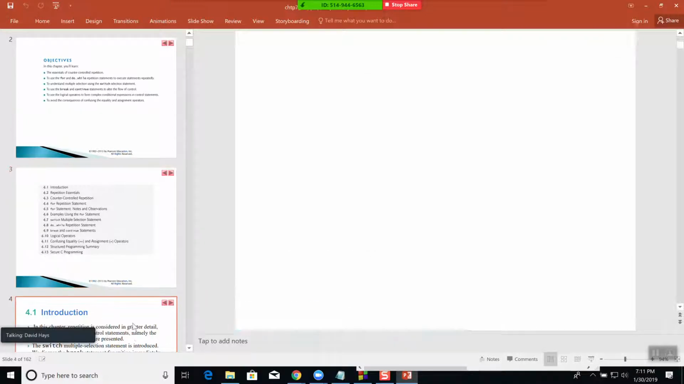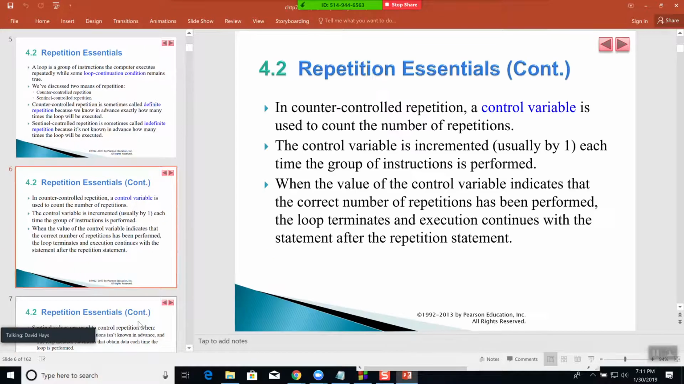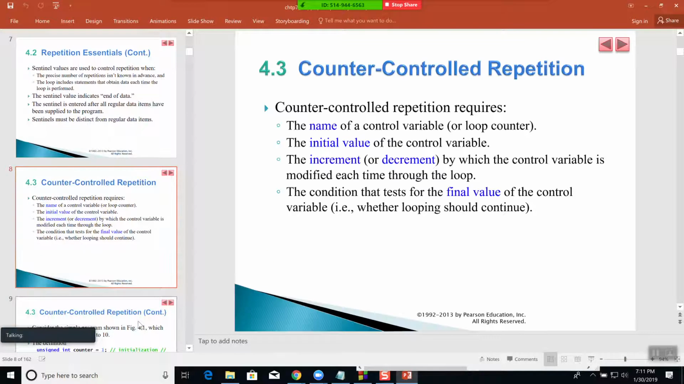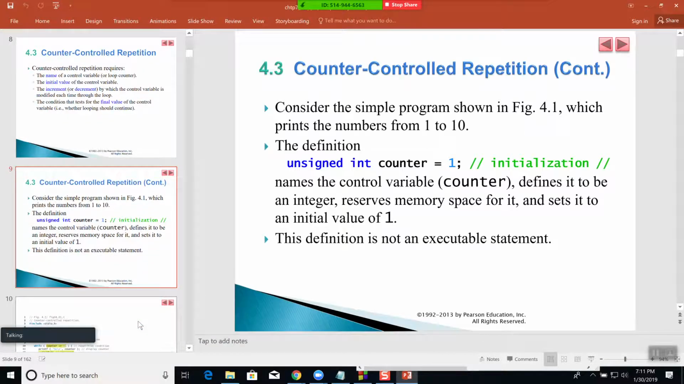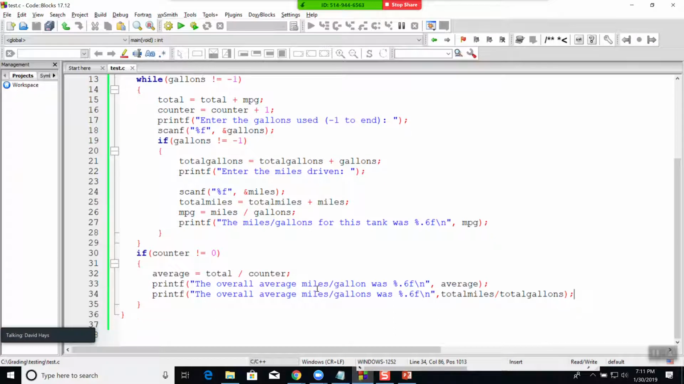Okay, so there's our chapters. Let me go down. Here's an example of a counter-controlled repetition where we set the counter equal to 1. We continue while counter is less than or equal to something. And then we're going to increase our counter in some form. Well, let's see what in the world I'm talking about there.